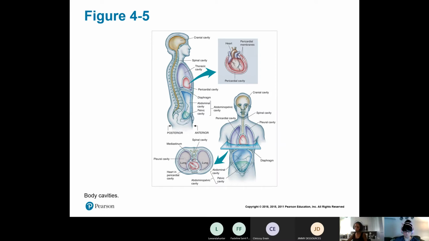And for the life of me, I cannot think of what that term's called right now. But when we think of the pericardial cavity, you're going to think of like the heart and its membrane, okay? So all of our systems have their cavities that they fit into.